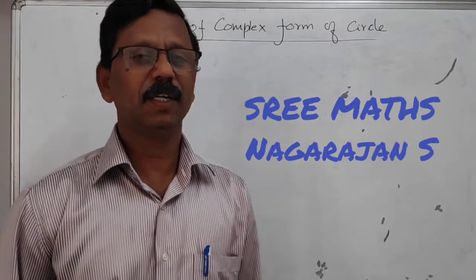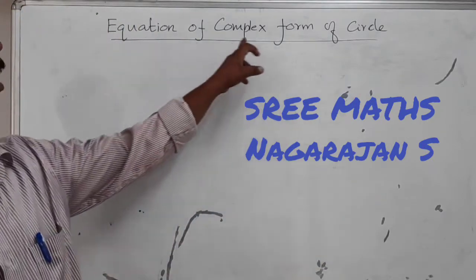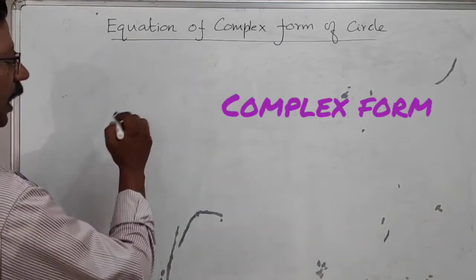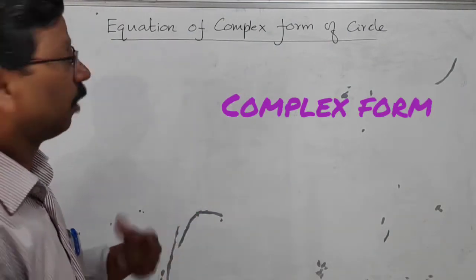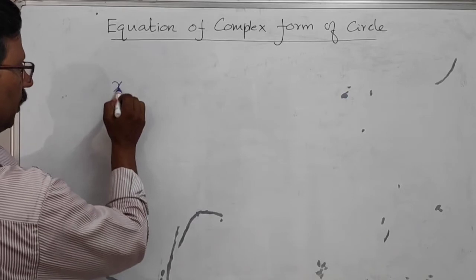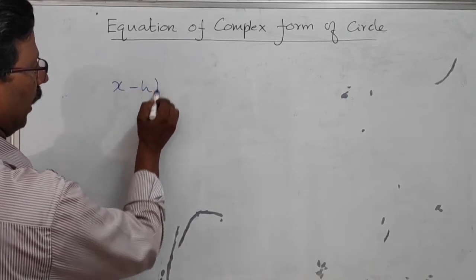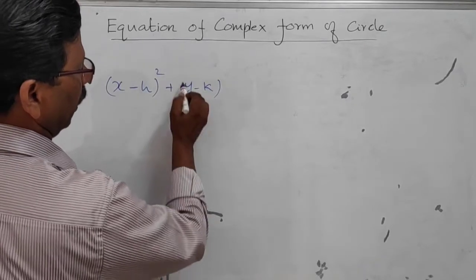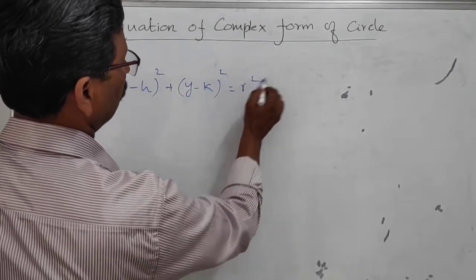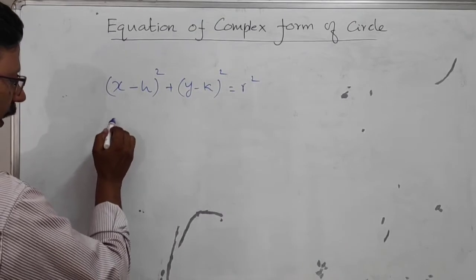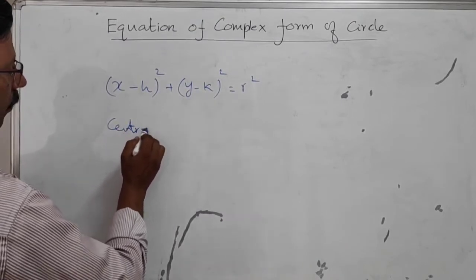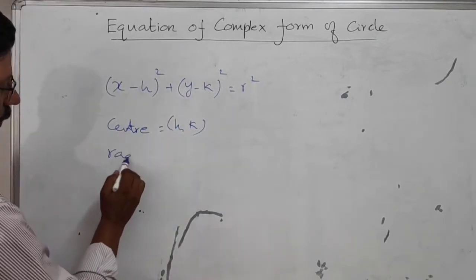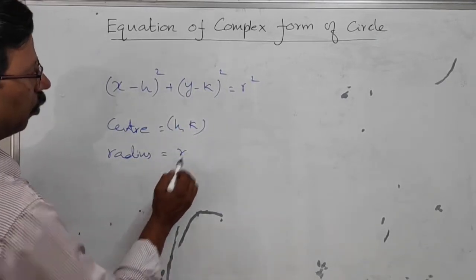Hello students, today let us see the equation of complex form of circle. Okay, now we know very well the equation of the circle with center at h comma k is, in Cartesian form, x minus h the whole square plus y minus k the whole square is equal to r square. Here what is the center? Center is equal to h comma k. And what is the radius? Radius is equal to r.